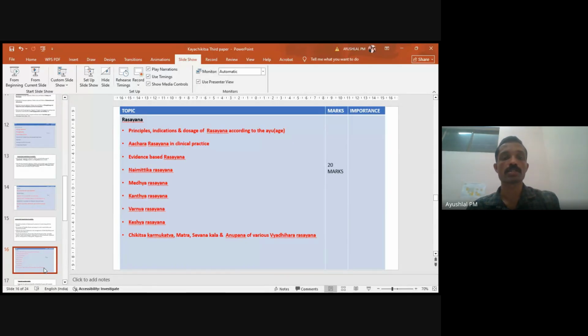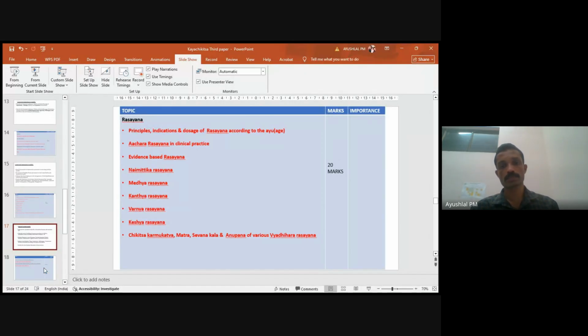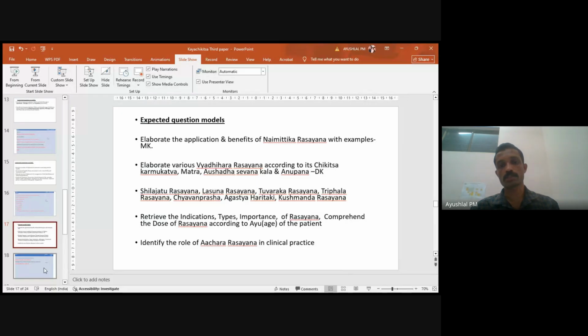Principles and indications of dosage of Rasayana according to age. Acharya Rasayana in clinical practice. Evidence-based Rasayana, important. Then Naimittika Rasayana, Medhya Rasayana, within Naimittika Rasayana, Medhya, Kanti, Varna Rasayana, Kesha Rasayana. Then how these Rasayana medicines act? Chikitsa Karmagata, Matra, Sevanakala, Anupana of various Vyadhihara Rasayanas. Okay. So 20 marks should be expected and a 10 mark question will always be there.